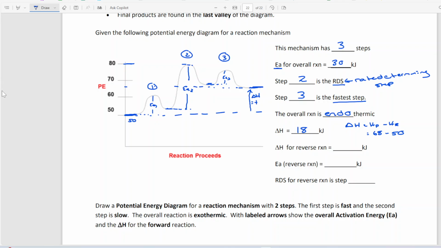And then if I was going to do this as a reverse reaction, the delta H doesn't change. What does change is that it would be negative 18 kilojoules. And then the last thing, if I wanted to determine the activation energy for my reverse reaction, there's a couple ways of doing it. One, I could do EA forwards, right? So the forwards reaction is all the way from here to here. This is my EA forwards, whereas my EA reverse would be from the products up to that highest peak.